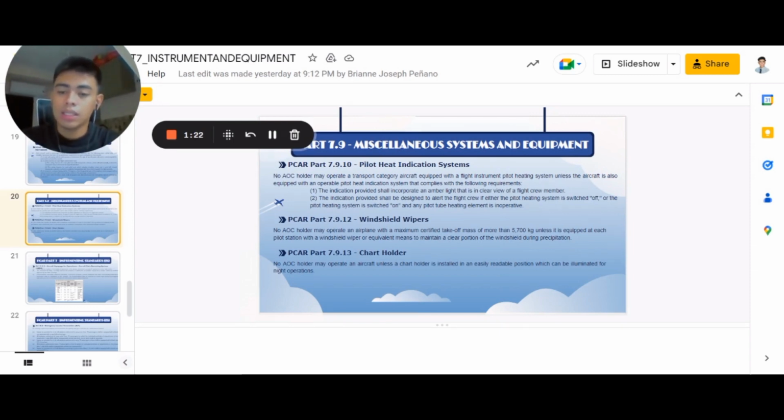And lastly, sa CAR Part 7.9.13 is the chart holder. So, no AOC holder may operate an aircraft unless the chart holder is installed in an easily readable position which can be illuminated for night operations. So, dapat kitang-kita siya whenever whatever happens, and kapag gabi dapat meron siyang ilaw para syempre visible siya dun sa titingin.